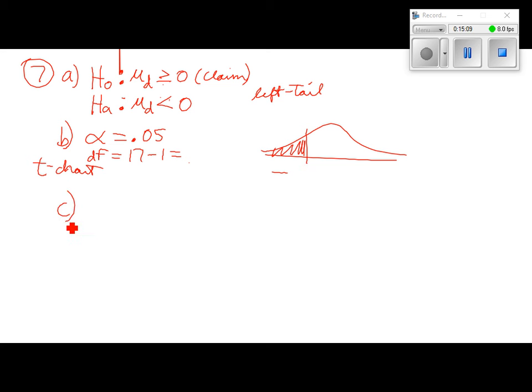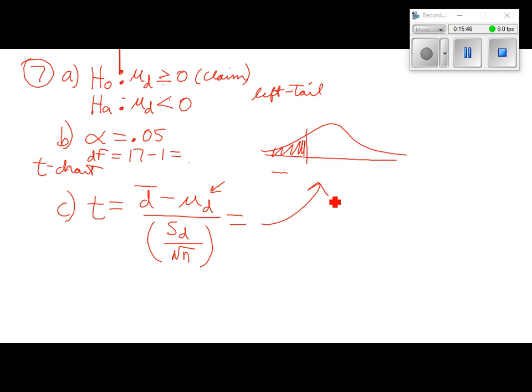Part C, to find our test statistic, we do d bar minus mu D over standard deviation divided by the square root of n. When you're doing this on your calculator, I highly suggest that you do the top part first, then hit equals, then hit divided by, and put this part in parentheses, and you can just divide by that whole quantity there. Once you find that T, you're going to check over here, see if it falls on there.